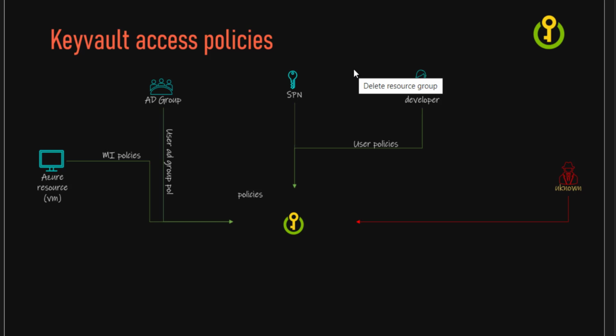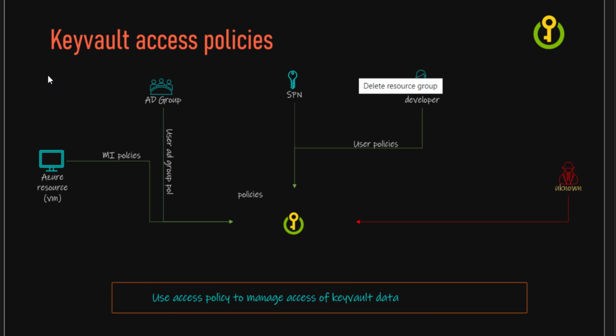As I mentioned, you can apply an access policy to an Azure resource with the help of managed identity. As you can see in this diagram, we have the Azure resource, which is a virtual machine which has the managed identity, and with the help of managed identity we are accessing the key vault. And then at the top you have the Azure Active Directory group, which is used to read or write the data or read the secret.